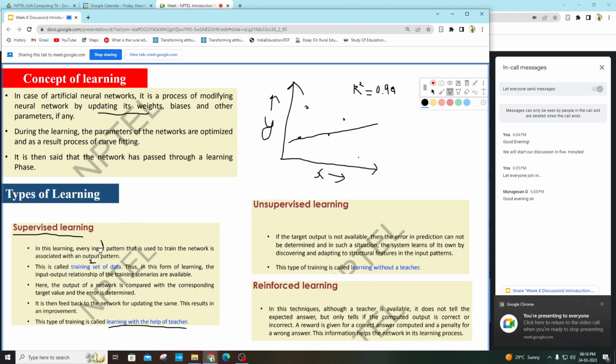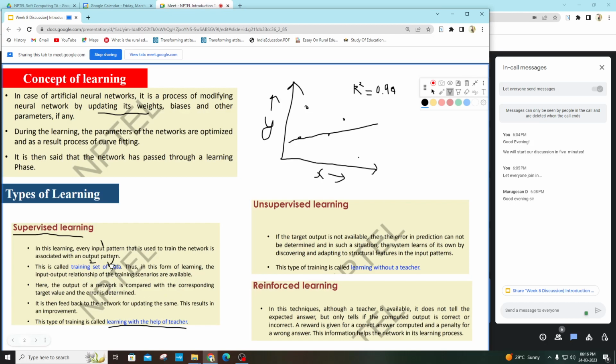Yeah, input pattern, and we are giving output pattern also. So we are giving input data as well as output data. This is called the training set of data. Thus in this form of learning, the input-output relationship of the training scenarios is available. Here the output of the network is compared with the corresponding target value and error is determined.